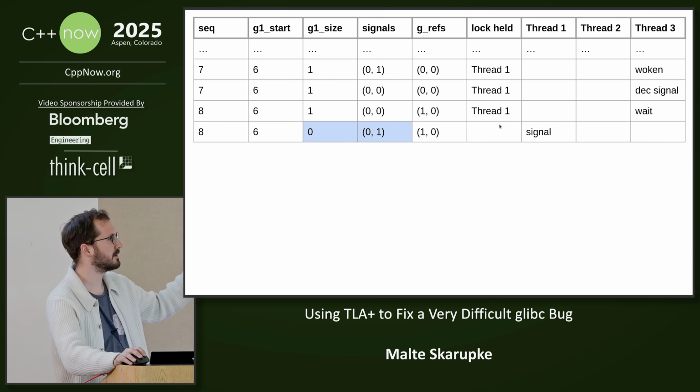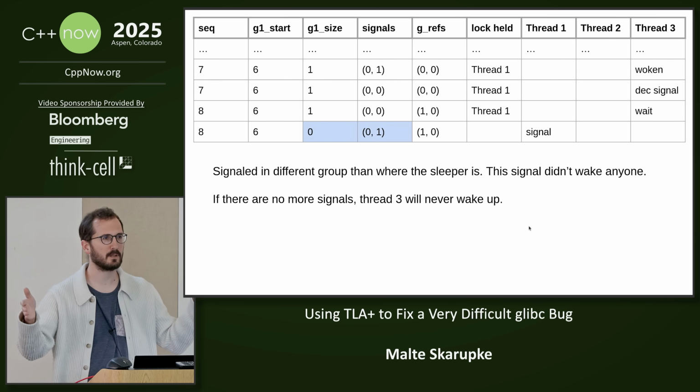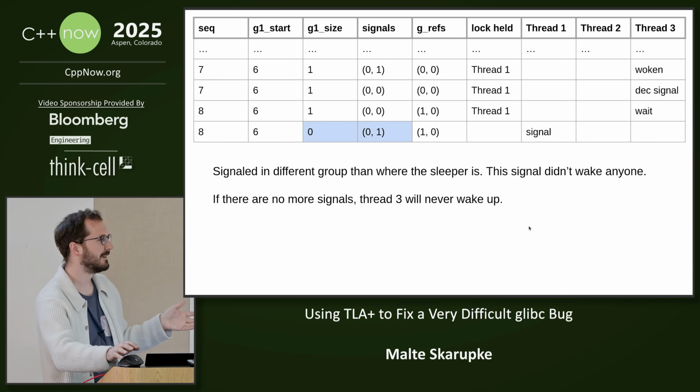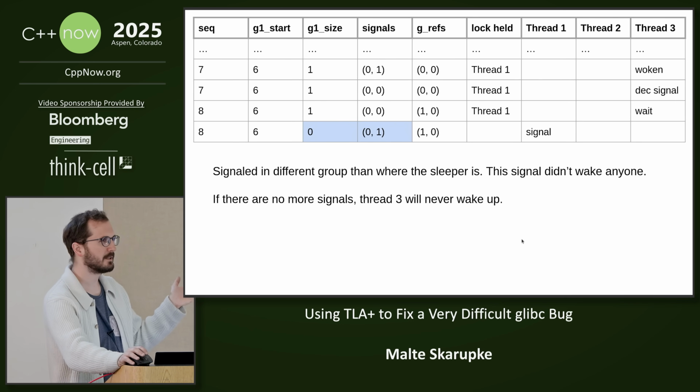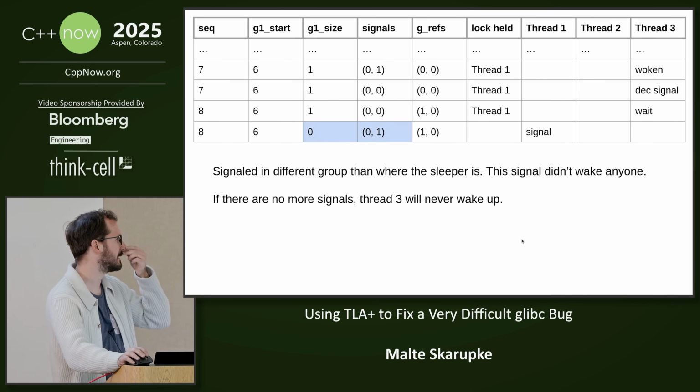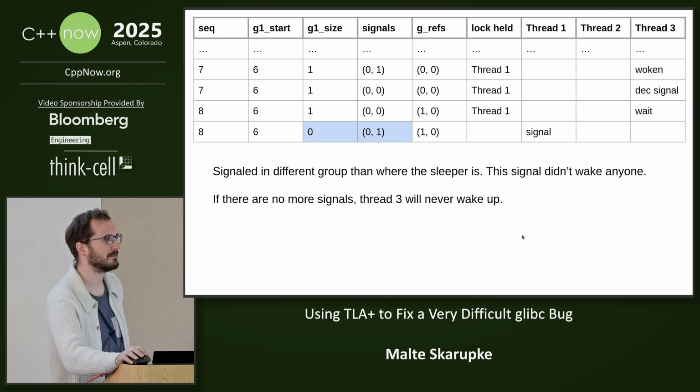Now, at some point, the lock's given up. This thread signals, and it's going to decrement the group size, it's going to add a signal, but the signal's on the right-hand side and the sleeper's on the left-hand side. And so the signal was on a different group than where the thread actually went to sleep. And now at this point, we're deadlocked forever, hopelessly stuck in this interleaving.